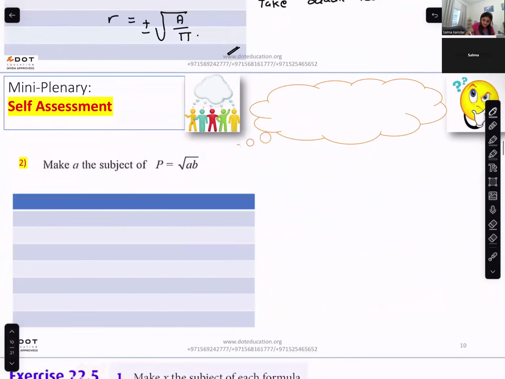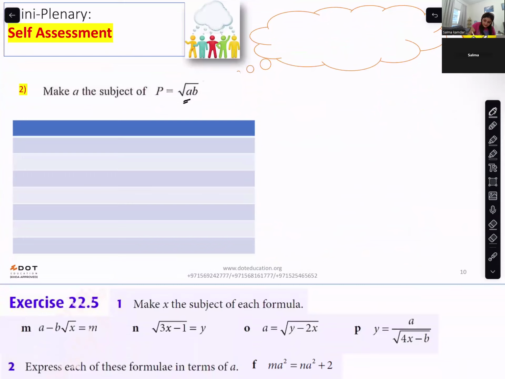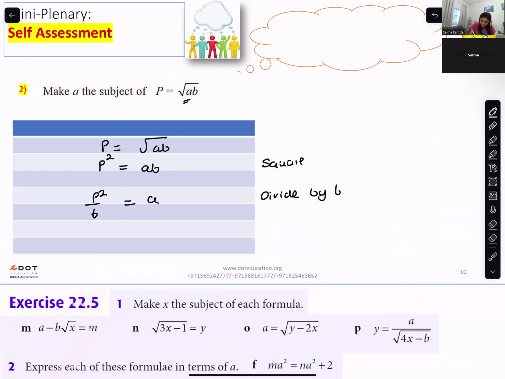The next one, you have to make A the subject. So what you have to do is first square both the sides. So you will get P square is equal to AB. Now you're going to divide both the sides by B. So you get P square by B is equal to A, or I could say A is equal to P square by B. I have made A my subject.